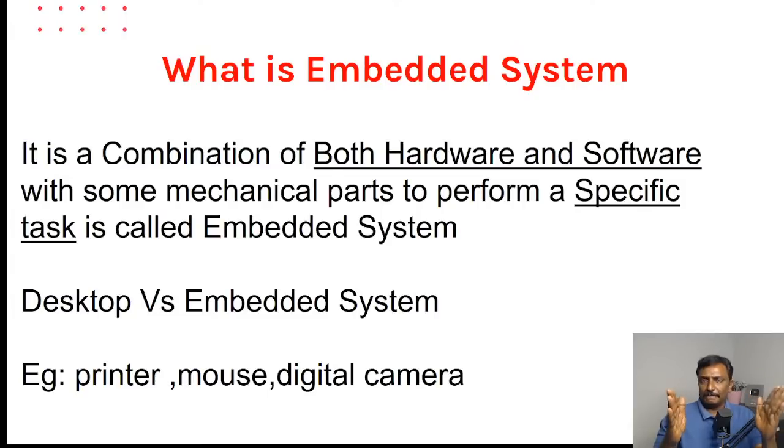So I will repeat. An embedded system is a combination of hardware, where the hardware is the electronic components, and the software. It is a combination of both hardware and software, and it may also have some mechanical parts like gears or motors, to perform a specific task. So that is an embedded system. If you take a PC, personal computers, these are all general purpose systems, and they are not called embedded systems. An embedded system is a system which does only a specific task. So printer, mouse, and digital camera are examples of embedded system design.